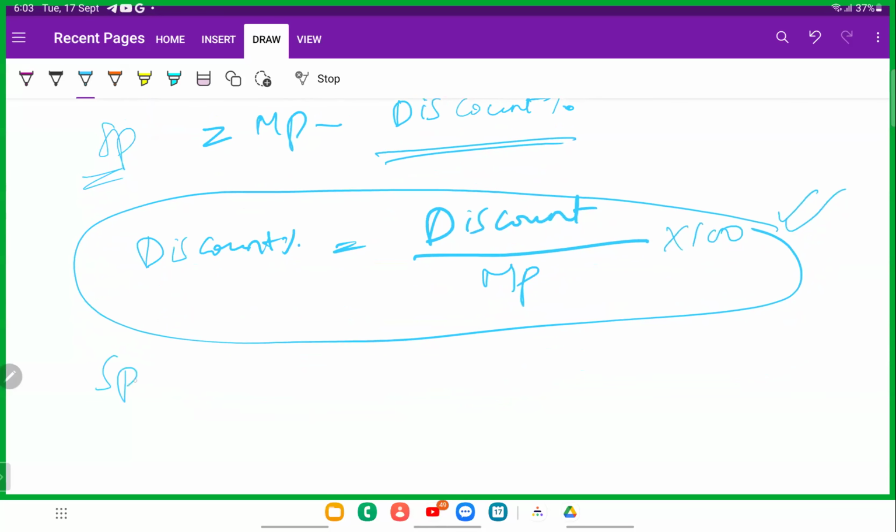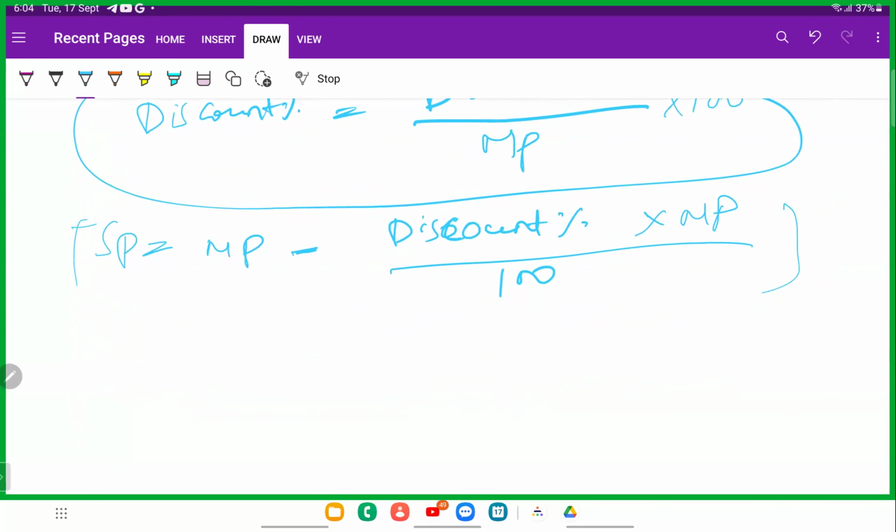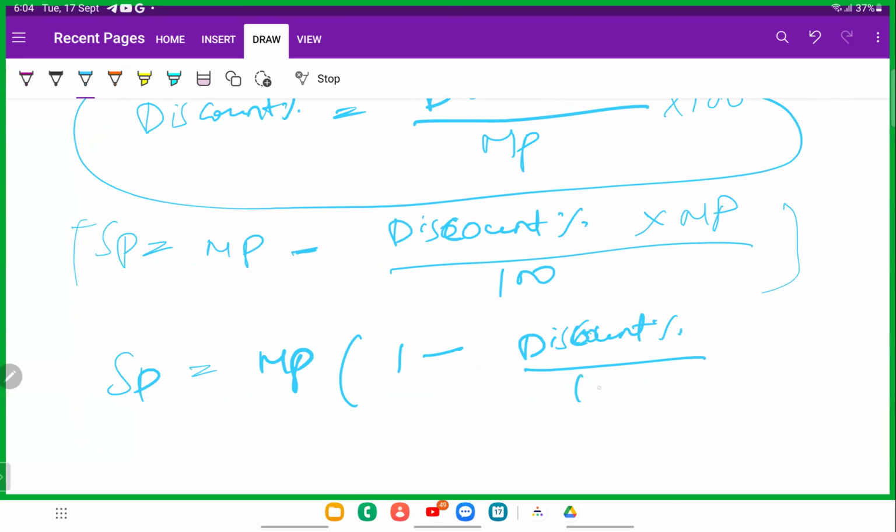So selling price is equal to market price minus discount percentage into market price by 100. If I take market price common here, it becomes market price into 1 minus discount percentage by 100.